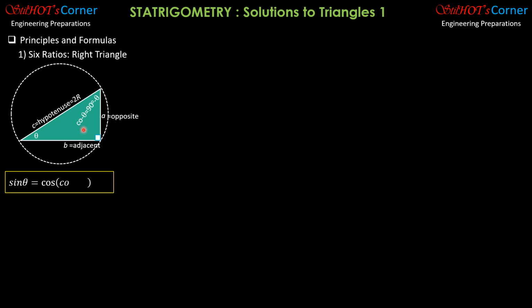So sine theta is also the cosine of the complement of theta, and it is equal to opposite over hypotenuse, which is A over C. So again, sine of theta is opposite over hypotenuse, and it is also the cosine of this angle, the complement of theta, whose adjacent side is A, so A over C. Then cosine of theta is also the sine of the complement of theta, in this case adjacent side B over C.